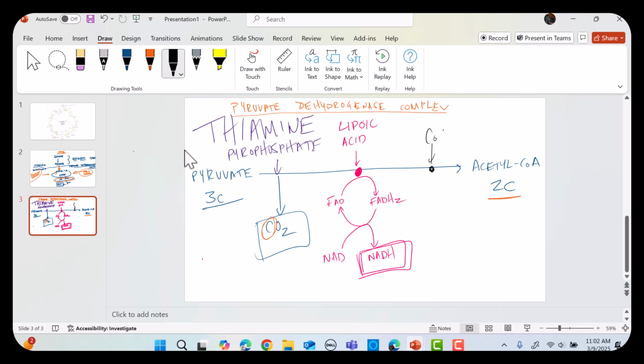I'm going to stick a coenzyme A on there, and I've got my acetyl-CoA that I can go and put into the Krebs cycle and do my Krebs cycle.